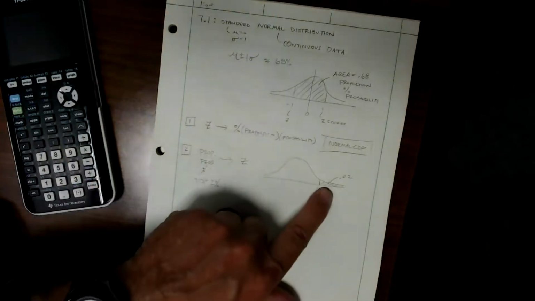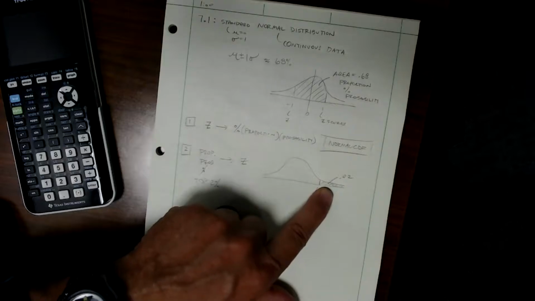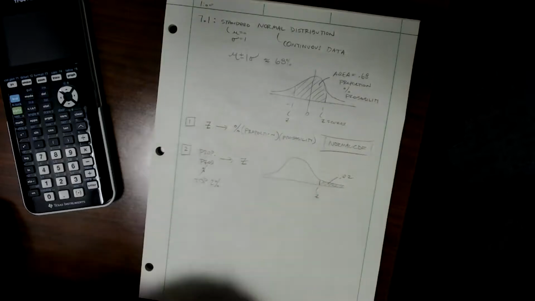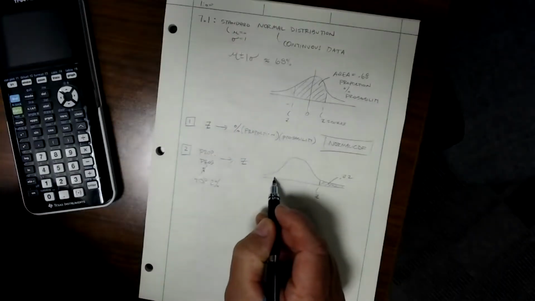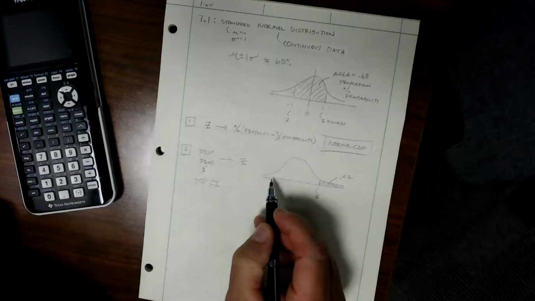Am I doing a problem with the area to the left? No, my area is to the right. See, the problem is if I just type 2% in, if I type 0.02, how does it know that I don't mean this 0.02? Do you see what I'm saying? Which 0.02 do I mean?